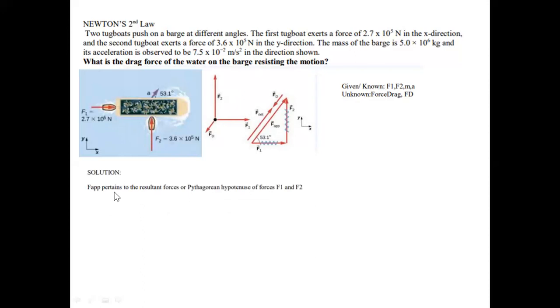Now, when we say F up, it pertains to the resultant of forces F1 and F2, or the hypotenuse of both F1 and F2 forces. F up is equal to the square root of F1 squared plus F2 squared. Plugging in the values gives us the square root of the quantity 2.7 times 10 raised to 5 newtons squared plus the quantity 3.6 times 10 raised to 5 newtons squared. This gives us the applied force equivalent to 4.5 times 10 raised to 5 newtons.